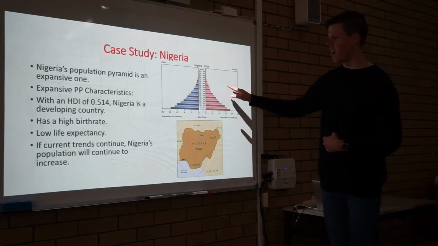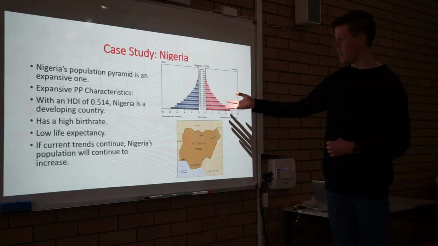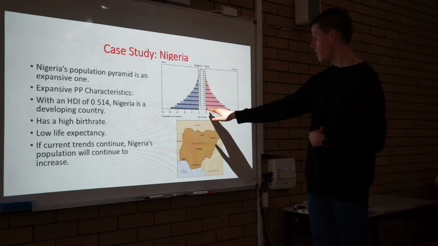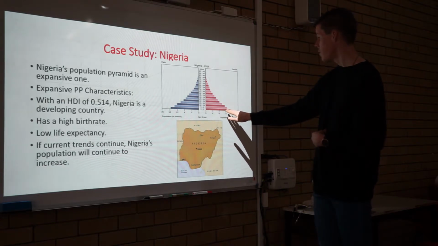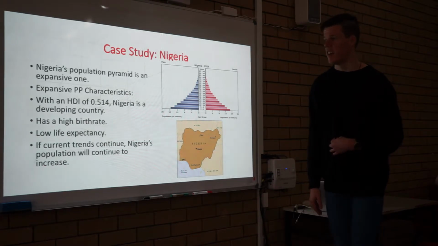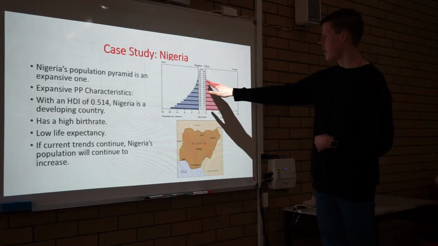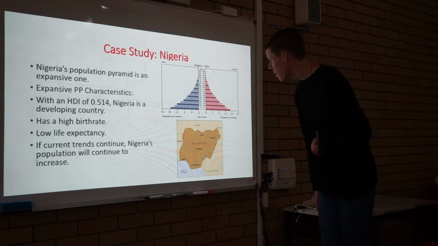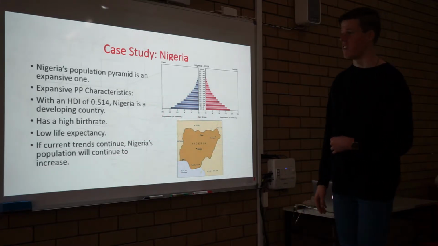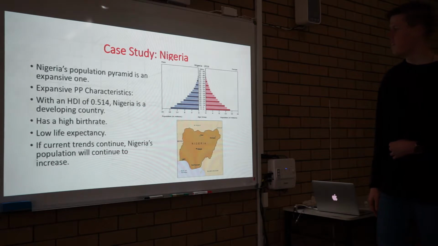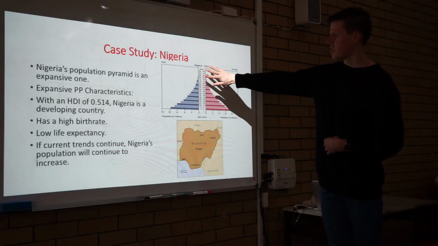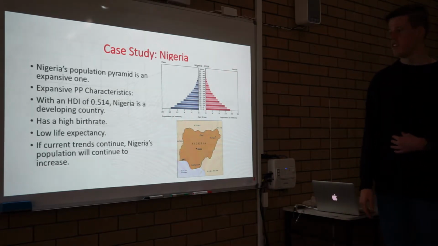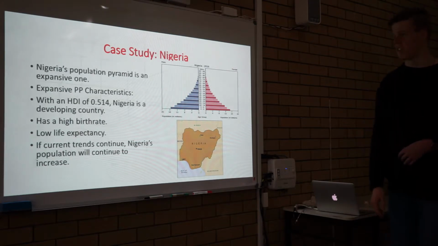Nigeria has a higher birth rate, high fertility rates, meaning that they have huge populations down the bottom. As you can see here, in the 0 to 4 age cohort for females, there are between 12 and 16 million Nigerian females of that age, compared to that of 75 to 79 in the same gender, where there is probably less than 1 million, so there's a huge difference there. Nigeria has a low life expectancy, another reason why they have a tiny population above 50 or up the top. And because of this, if current trends continue, Nigeria's population will continue to increase.